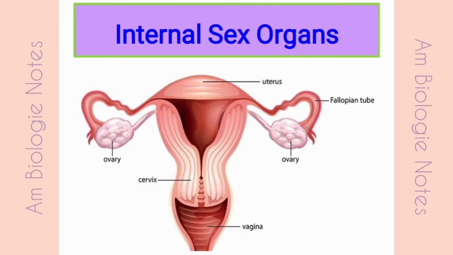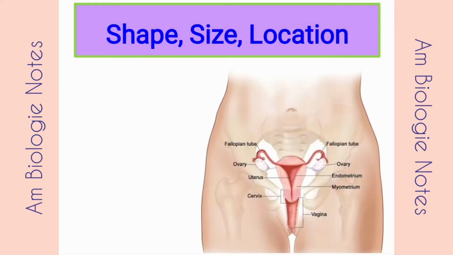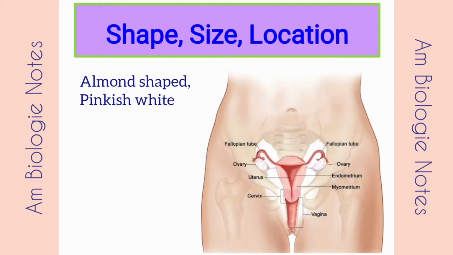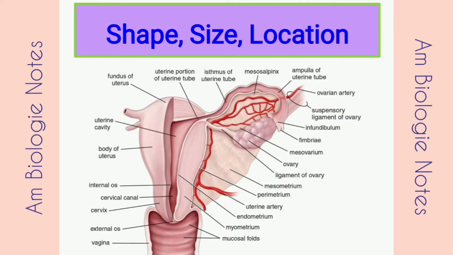This is a picture showing the female reproductive system in humans. There are two ovaries present in a female human. They are almond-shaped, pinkish white structures measuring about 3 cm in length, 1.5 cm in width, and 1 cm in thickness. Each ovary is attached to the posterior surface of the broad ligament by a peritoneal fold known as mesovarium.